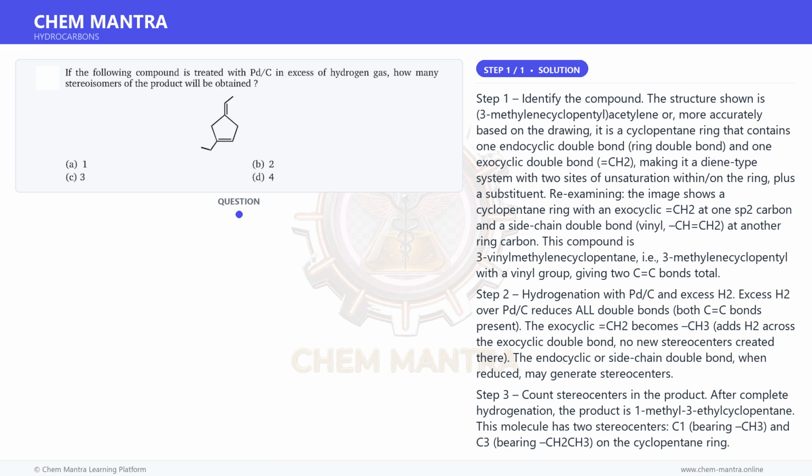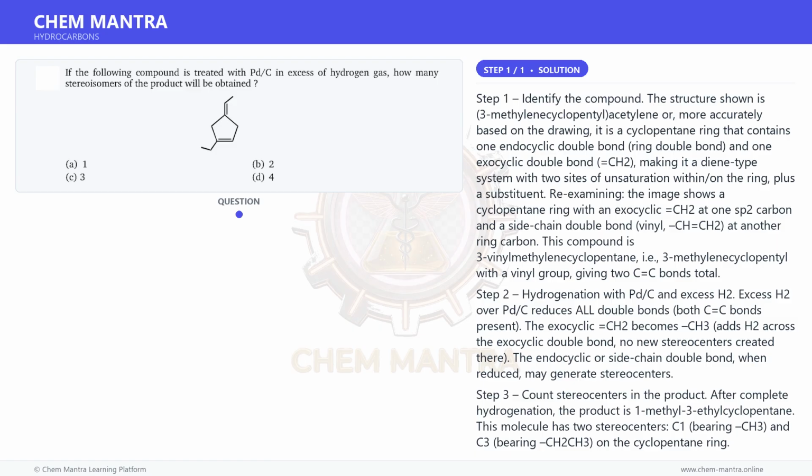The exocyclic double bond reduction gives one additional stereocenter. Combining both reductions, the product has two stereocenters, and syn addition on the ring gives the cis relationship, but both faces are equally likely, so both cis enantiomers form. Combined with the two possible configurations at the other center, 3 stereoisomers, 1 meso plus 1 pair of enantiomers, or 3 distinct forms, are obtained depending on the symmetry analysis, yielding 3 stereoisomers.